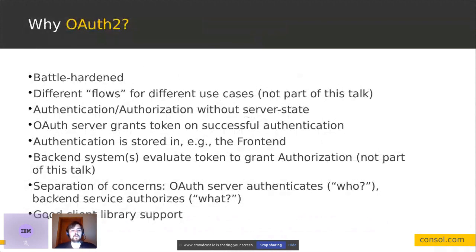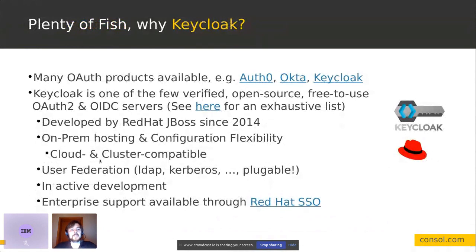Furthermore, if we want to use OAuth 2, we have good support for client libraries, be it in the front end in your JavaScript application, or be it on the mobile side of things. We have a multitude of tools we can use, and are also able to choose which provider we want to use without being tied to one specific provider. So there are quite a lot of OIDC providers out there. For example, there are Auth0, Okta, Keycloak. Why should you use Keycloak specifically? Keycloak is one of the few verified open source and free-to-use OAuth and OIDC providers, so there are no charges for using Keycloak. If you want an exhaustive list, I have linked the website right here, where a list of all known and verified providers is listed.